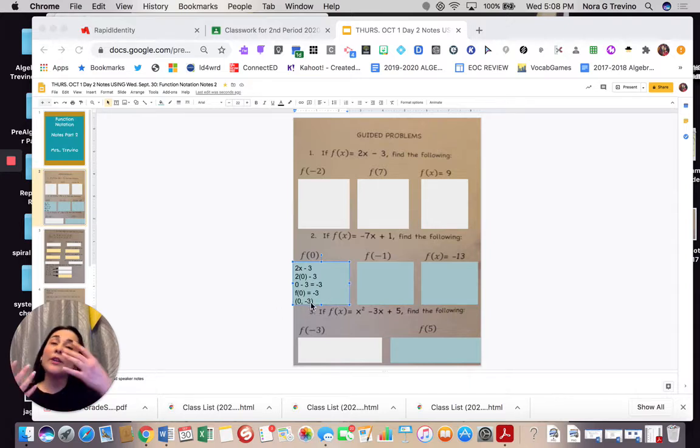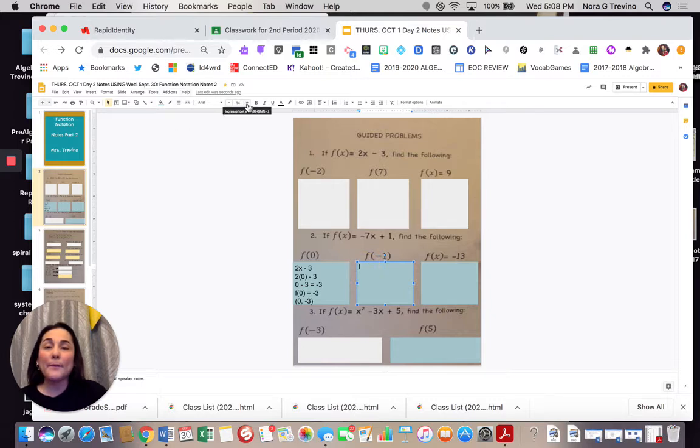0 comma negative 3 is the way that we are accustomed to seeing ordered pairs, but they mean the same thing. Inputs, x's, are first. Outputs, those are your y's: x, y. Okay? Let's go to the next one. Pause it, go at your own pace, but make sure you have all the notes.